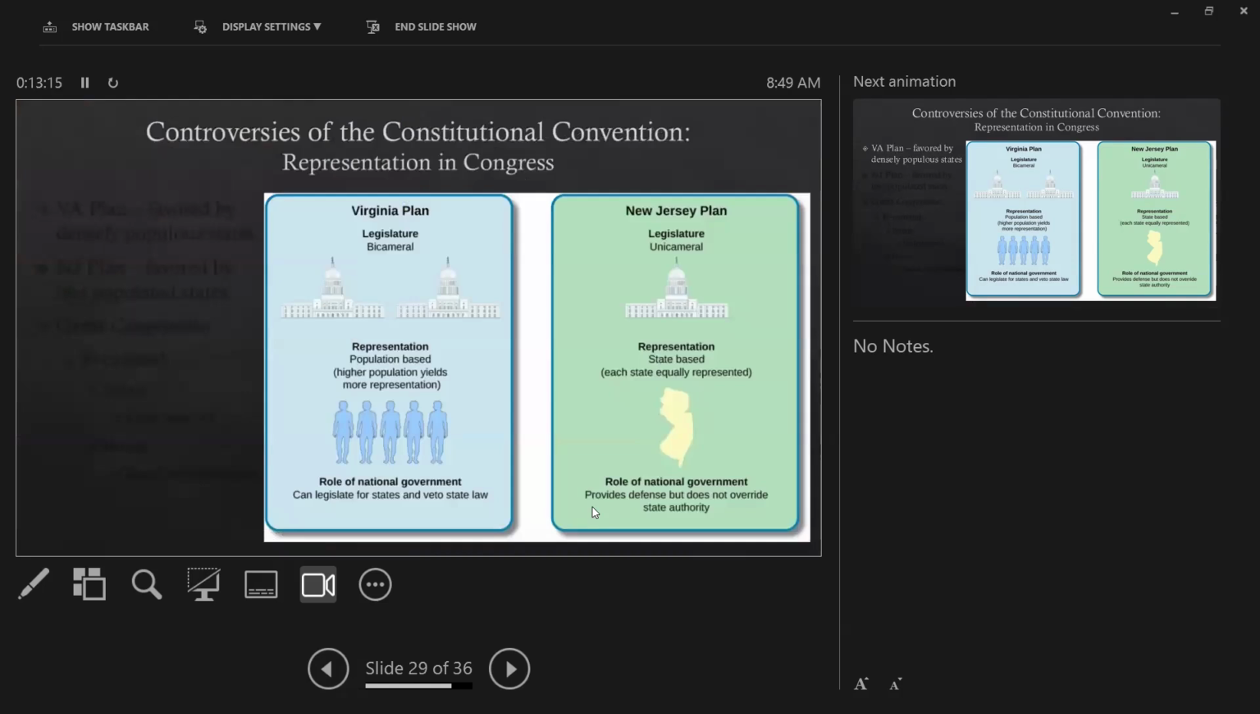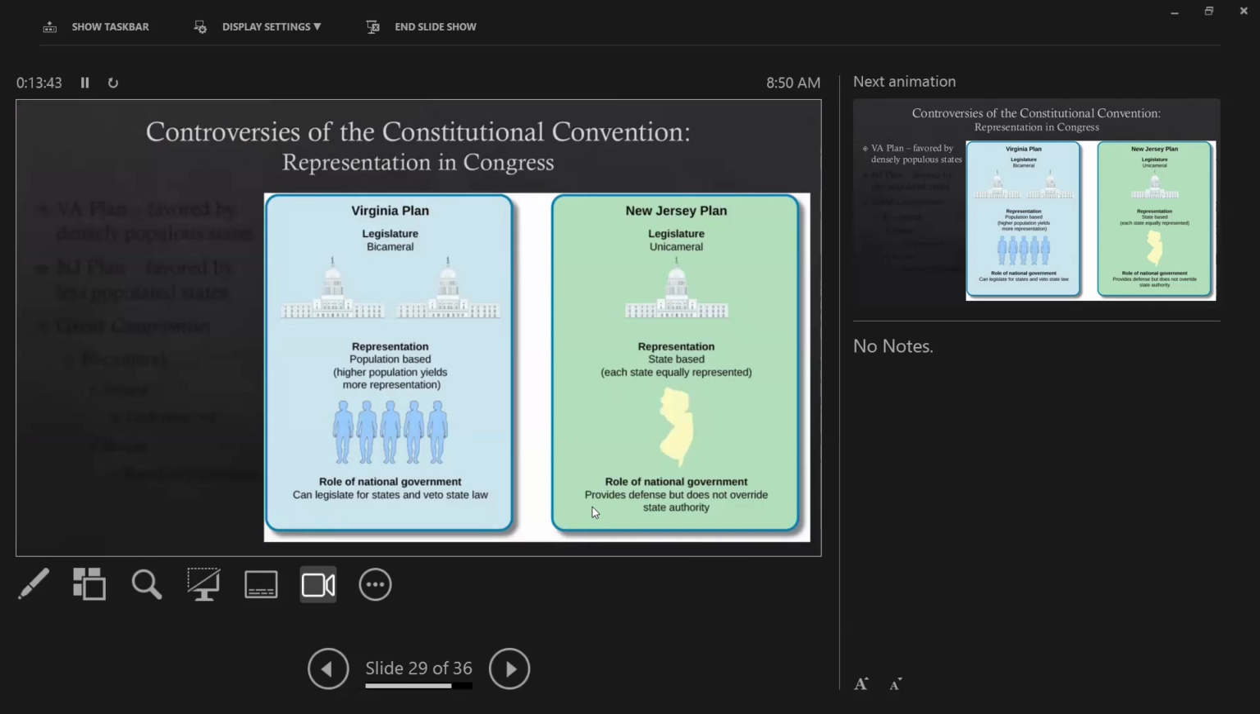We're going to focus for just a moment on one of those controversies, and that is representation in Congress. You may have studied this in high school or previously in college, but we need to focus on it in this course as well. As soon as the delegates recognized they were going to have to start anew with a new constitution, we needed a plan for what that new constitution would look like.